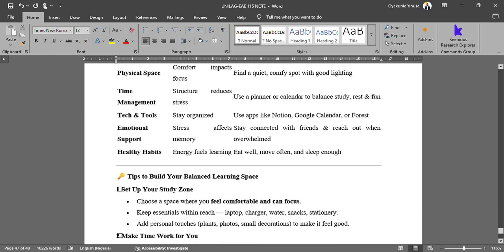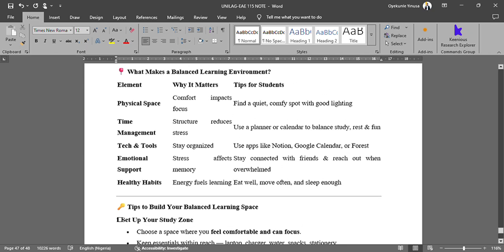Tips for students: make sure you find a quiet and comfortable spot with good lighting where you can always read. You must have this to succeed in your academic journey.